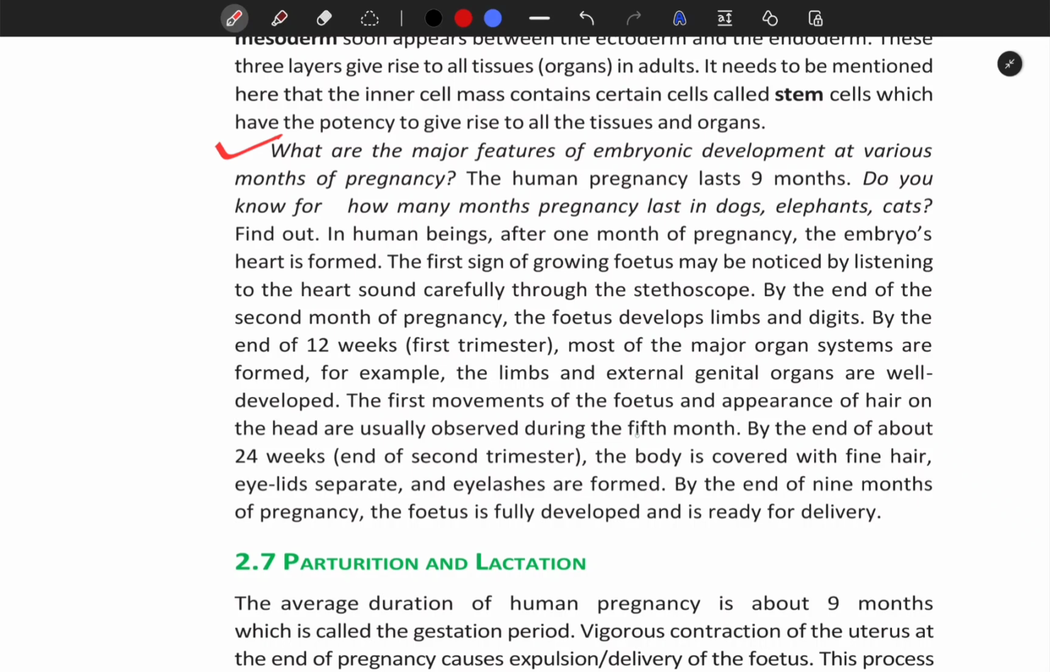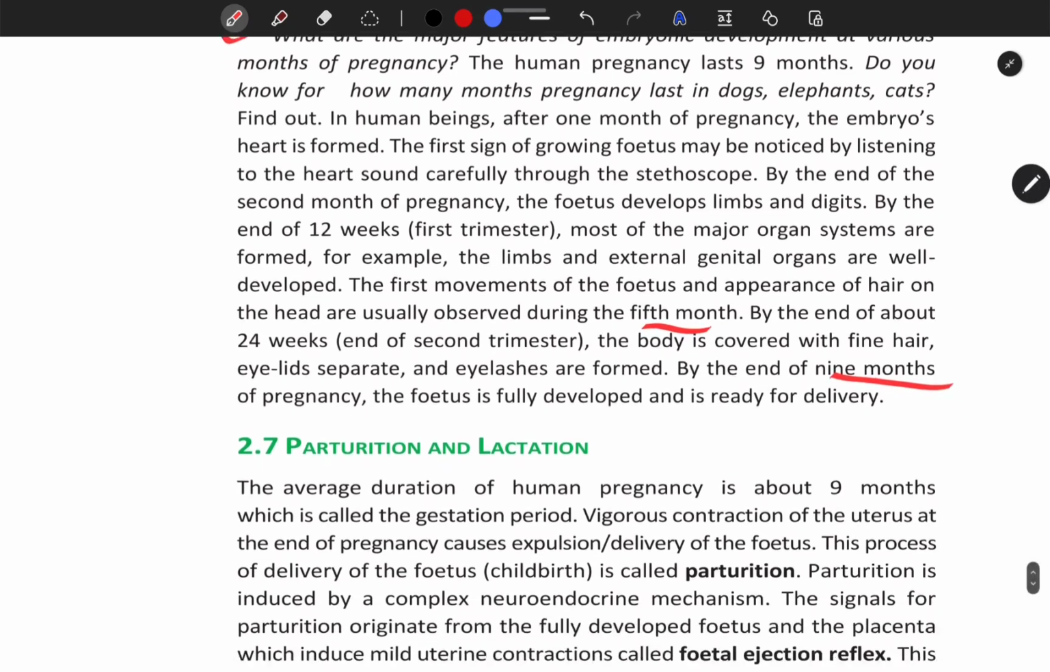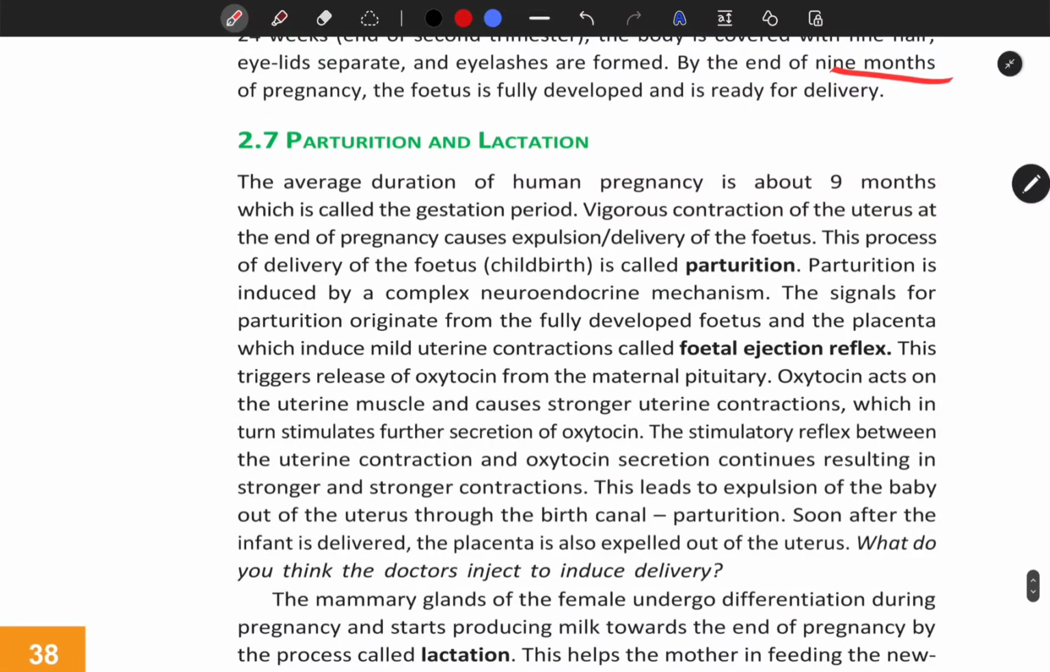For example, the limbs and external genital organs are well developed. The first movement of the fetus and the appearance of hair on the head are usually observed during the 5th month. By the end of about 24 weeks, the end of the second trimester, the body is covered with fine hair, eyelids separate and eyelashes are formed. By the end of 9 months of pregnancy, the fetus is fully developed and is ready for delivery. 2.7 Parturition and lactation.